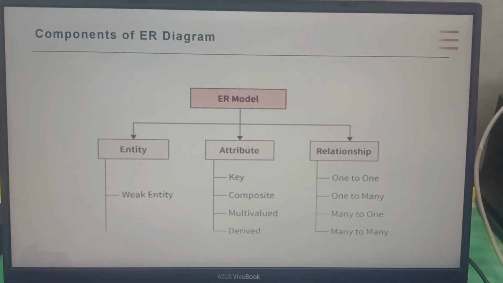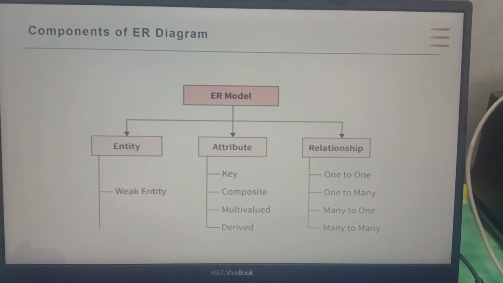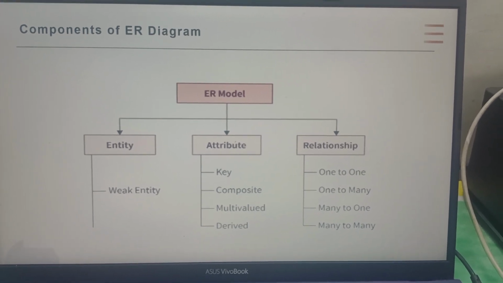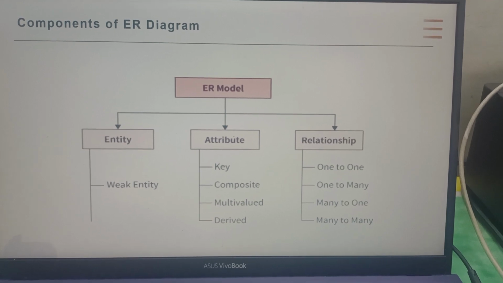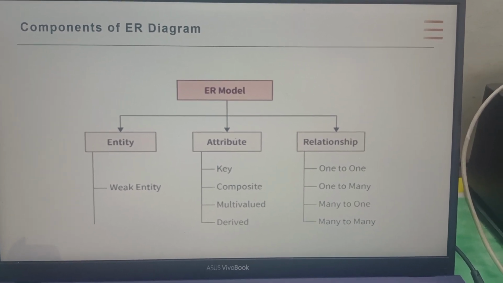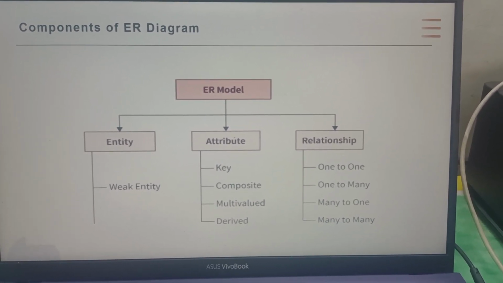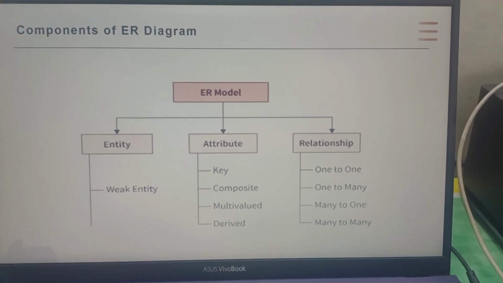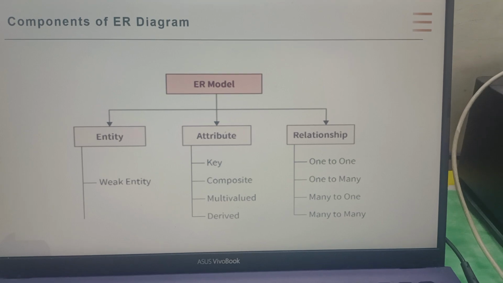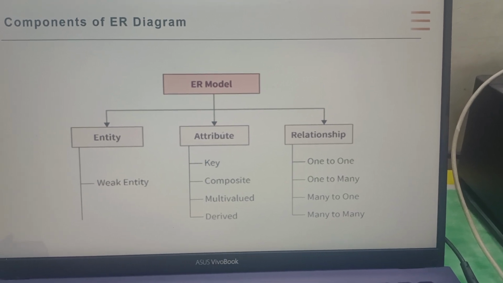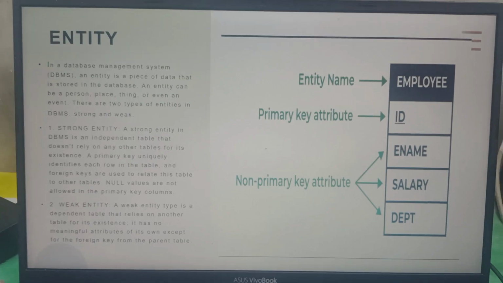And the next topic is components of ER diagram. ER model is divided into three types: entity, attribute, relationship. Entity is one type, weak entity. Attributes are divided into four types: key, composite, multi-valued, derived. And relationship is divided into four parts: one to one, one to many, many to one, many to many.